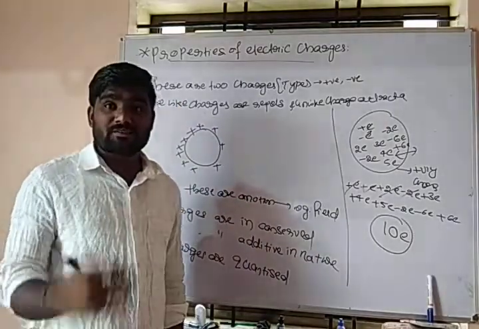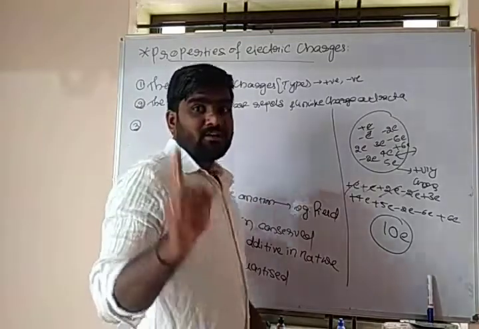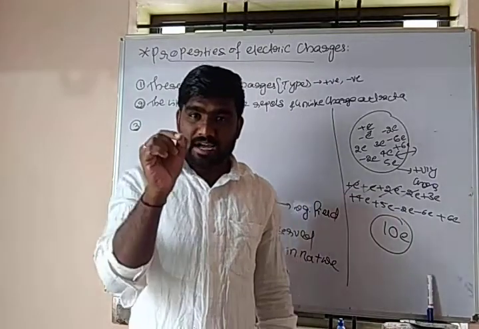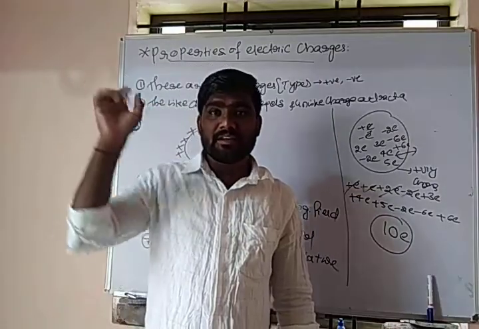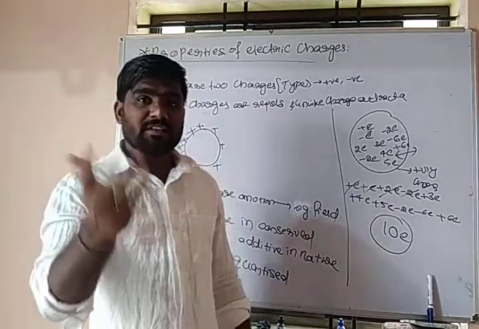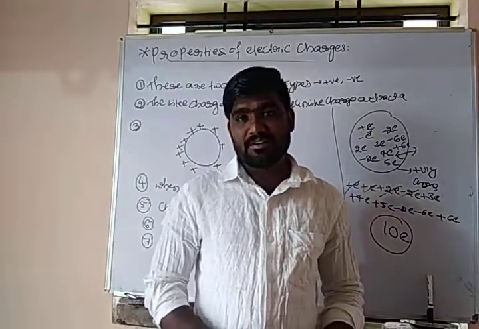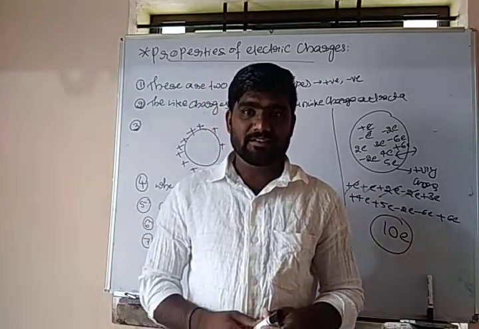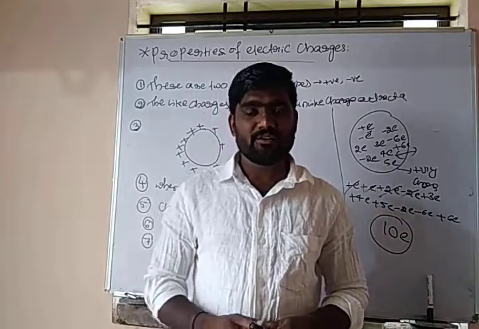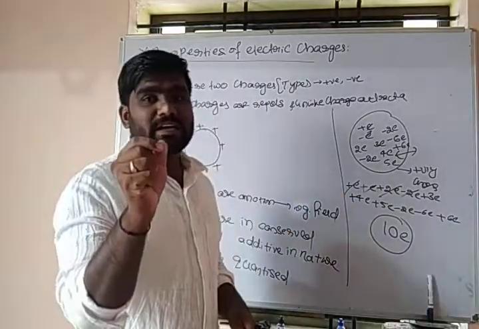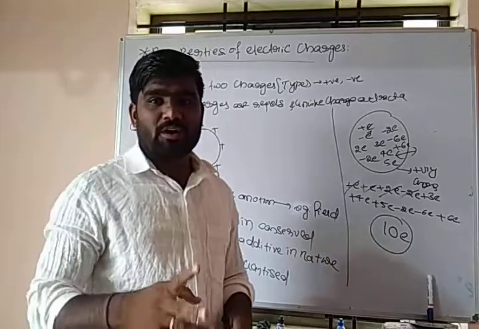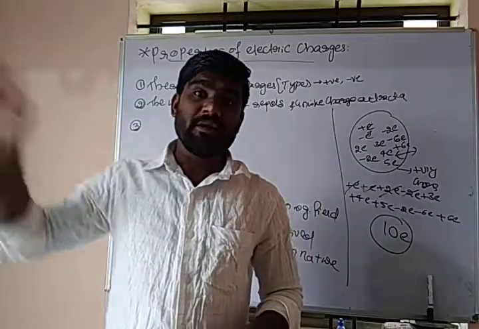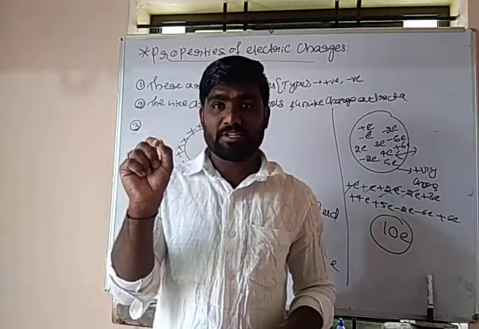Then charges are quantized. What is the meaning of quantized? Quantized means the charges must be in a fixed number, not in a fraction. Fixed number means what? When you are going to a shop, you ask, please give me one pen. Rather than asking like this, if you ask, please give me half a pen, are they able to give? No. So the charges are always in a fixed number, like 1, 2, 3, 4, 500 to 2000, 5000, but not like 0.5, 0.3.